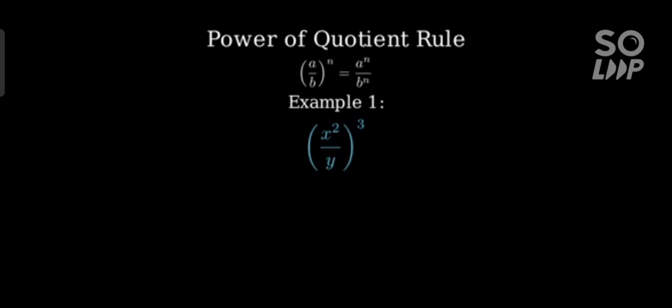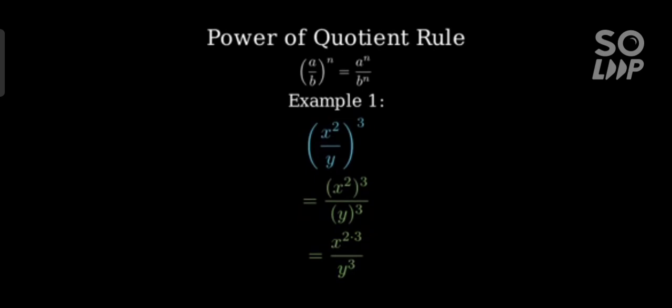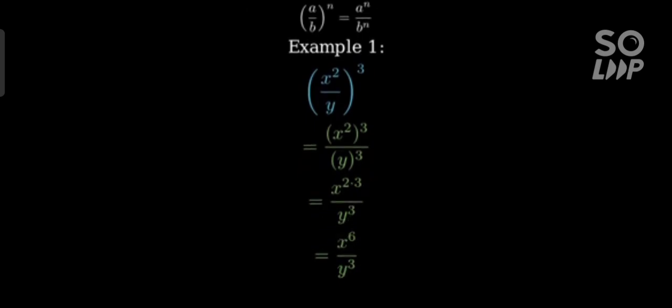To solve this, let's apply our rules step by step. First, we'll distribute the power of 3 to both x squared and y. In the numerator, we multiply the exponents. 2 times 3 equals 6. In the denominator, y to the 1st power times 3 equals y cubed. So our final answer is x to the 6th over y cubed.